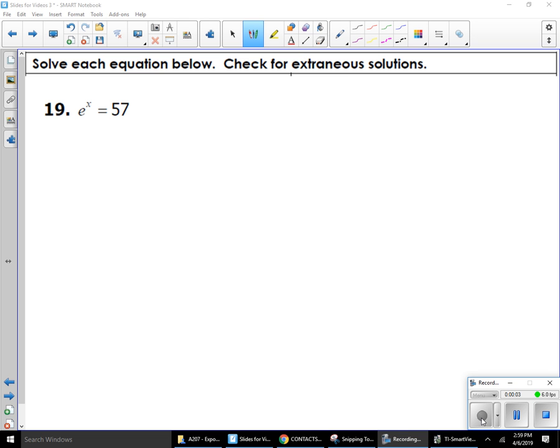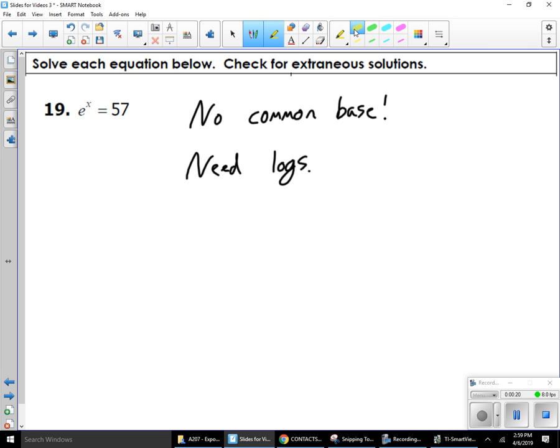So we've looked at exponential equations in the past. Note that we do not have common bases here. So because we don't have a common base, we need logarithms. What logs are good for is getting a variable out of the exponent.